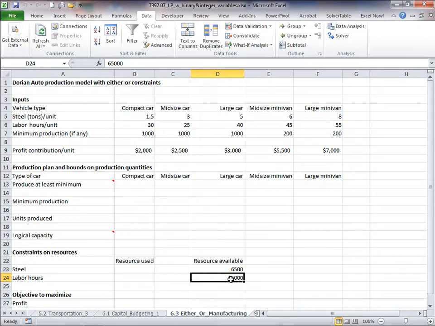If any vehicles of a given type are produced, production of that type of vehicle is economically feasible only if at least a minimal number of that type are produced. These minimum numbers are also listed. So if we produce a compact car, we have to produce 1,000, midsize 1,000, large 1,000, and the vans are capacities of 200 each. Dorian wants to find a production schedule that maximizes its profit.